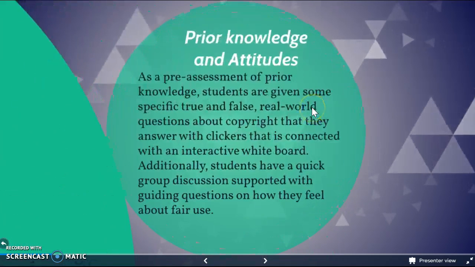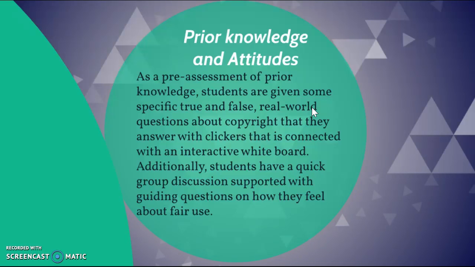So to do that, before we started the presentation of the lesson, we did a pre-assessment to get to know what the students' prior knowledge was on the subject and what their attitudes were. So we present students on an interactive whiteboard 5 real-world questions about copyright applications, scenarios, and the students have to answer with clickers true or false to these different scenarios. So this kind of gets them warmed up, thinking about the topic, and it also informs the teacher what they know and what discrepancies there are from what they think they know and how much they do know.